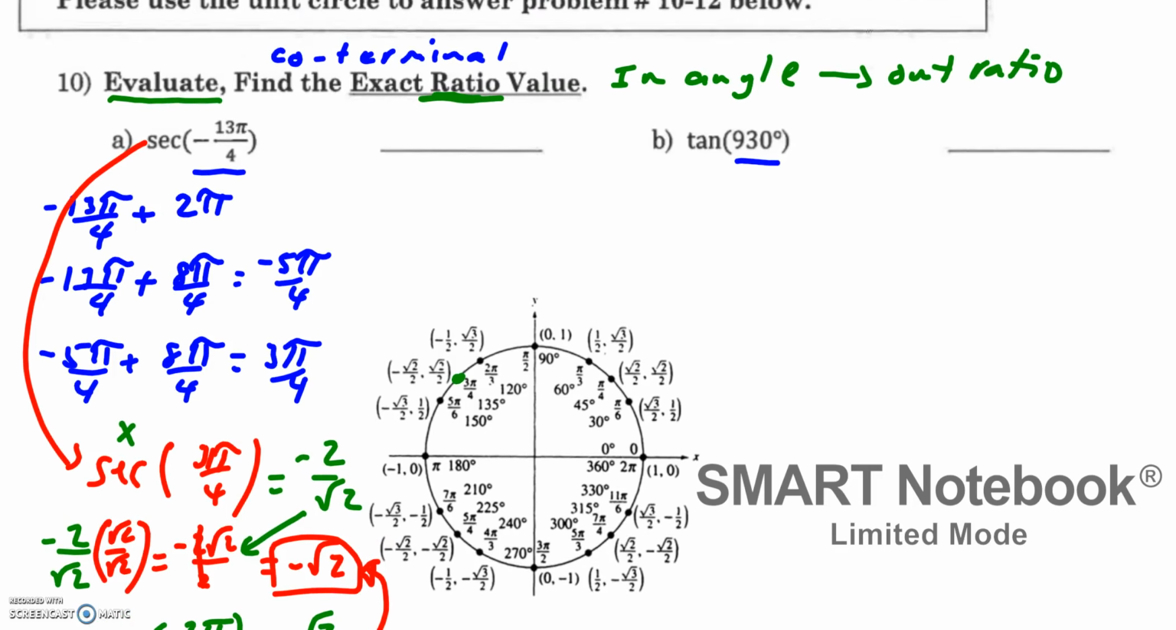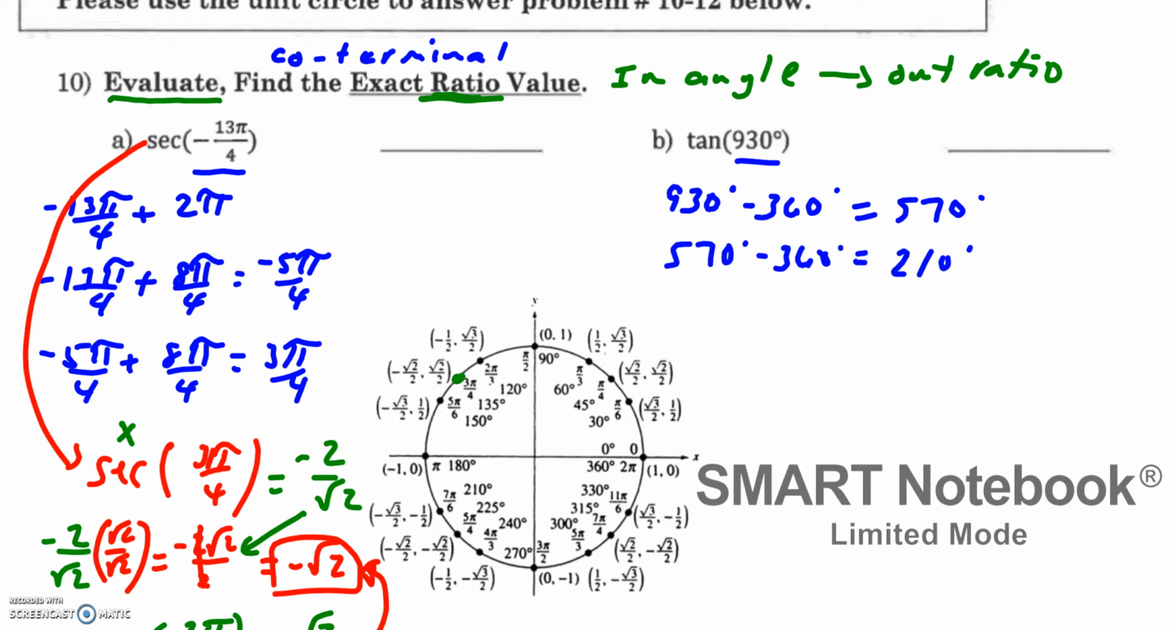Part B, 930 again is not on the unit circle. So what we can do is keep subtracting, this time 360 degrees, until we bump into an angle on the unit circle. The reason we added over here is because the angle was super negative to begin with. Here the angle is much bigger than the unit circle. So if I do 930 minus 360 degrees, I get 570 degrees. Not on the unit circle yet, so if I do 570 minus 360, we end up with 210, which is on the unit circle, which means this question is actually asking us to find the tangent of 210 degrees.